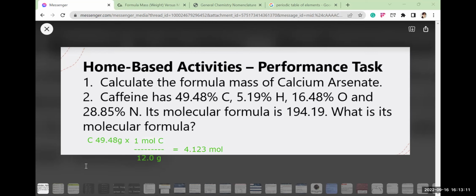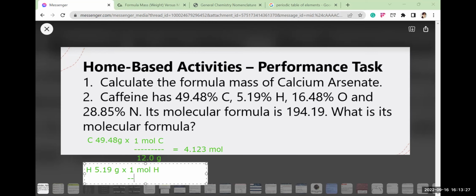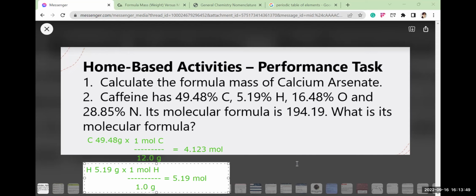So you have carbon. So let's say you have hydrogen. Hydrogen is 5.19 grams. What is the molar mass of hydrogen? 1. Very good. 1 mole hydrogen is equal to 1 gram. Okay. So how many moles of hydrogen do you have? 5.19. Very good. 5.19 mole. Alam mo kung bakit moles na lang yung natira? Bakit? At tinivide na yung gram? Yes. All right. Last.